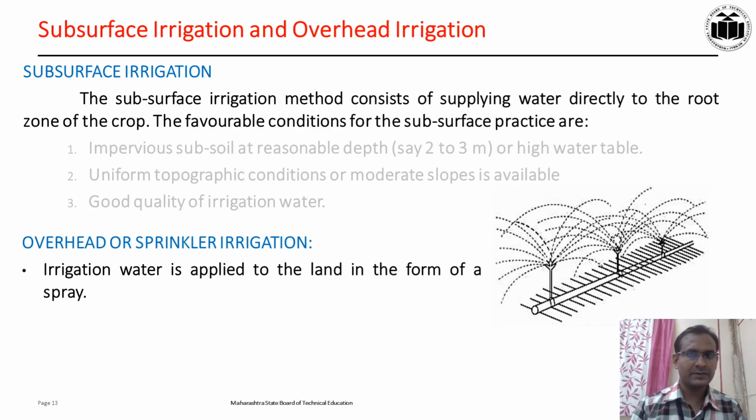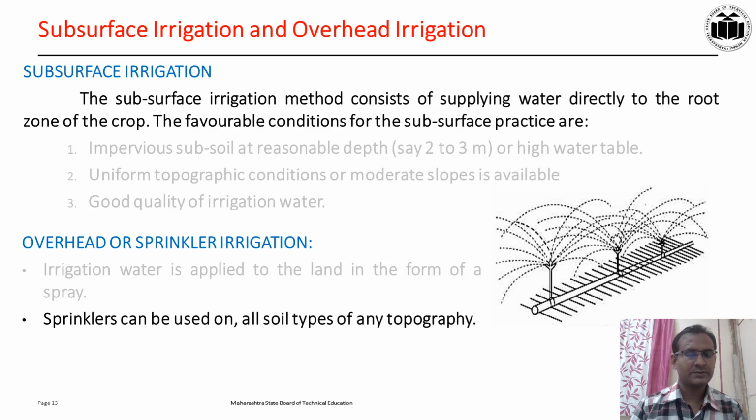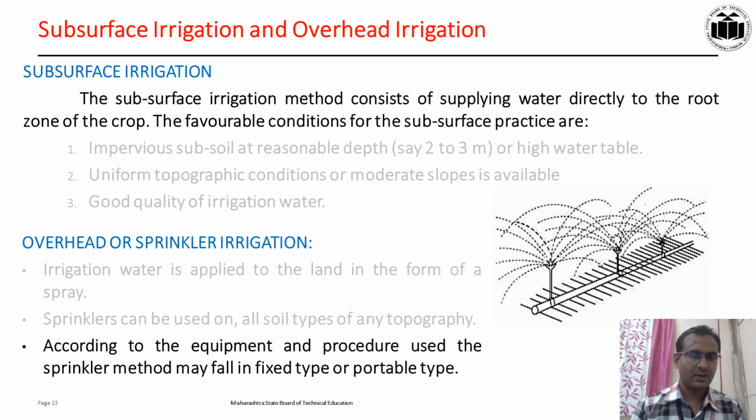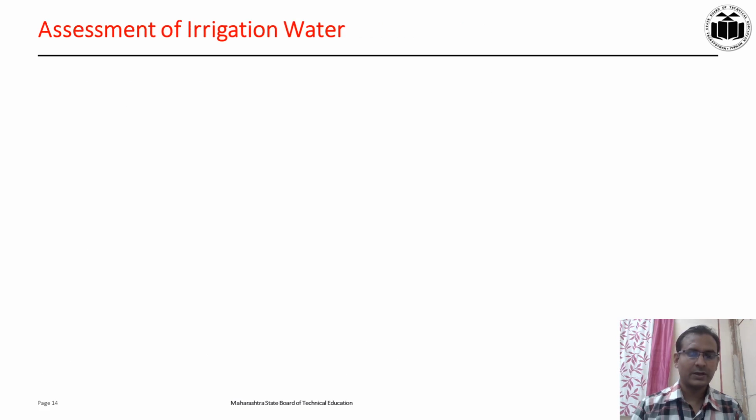Irrigation water is applied to the land in the form of a spray. Sprinklers can be used on all soil types of any topography. According to the equipment and procedure used, the sprinkler method may fall in fixed type or portable type. This is all about the methods of irrigation.